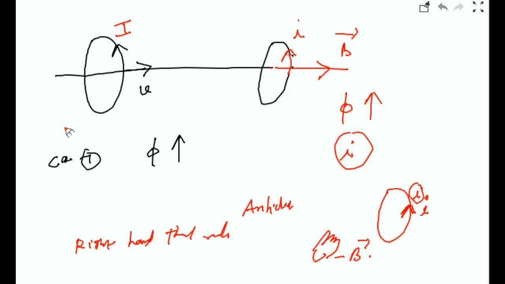Second, when the loop is going away, the flux is decreasing, so the current in the coil will be clockwise, because a clockwise current will try to support the initial direction of flux. Okay, let's see another example.